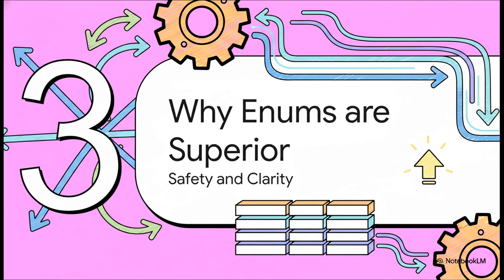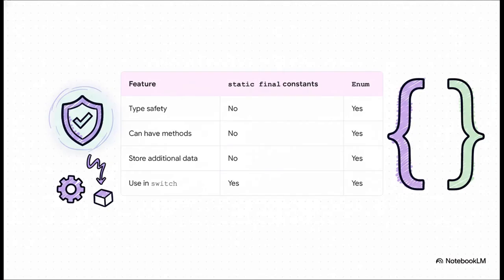Okay, so we've established they look a lot nicer. But now let's get into the nitty-gritty of why they are just fundamentally a better way to write code. It really all comes down to 2 things, safety and clarity. This little showdown table says it all. Check out that first row, type safety. It's a big fat no for constants and a resounding yes for enums. But then, look at the next 2 lines. Can enums have methods and store extra data? You bet they can. And that's something a simple constant could never do.